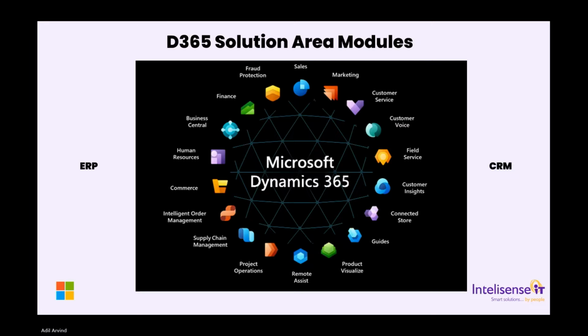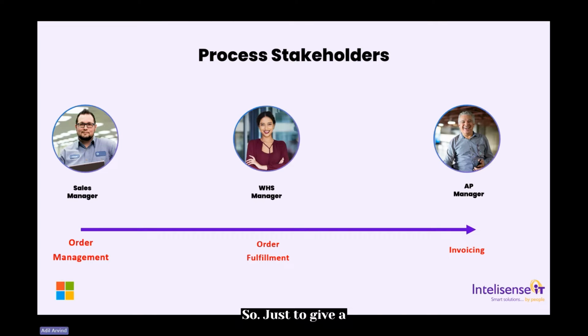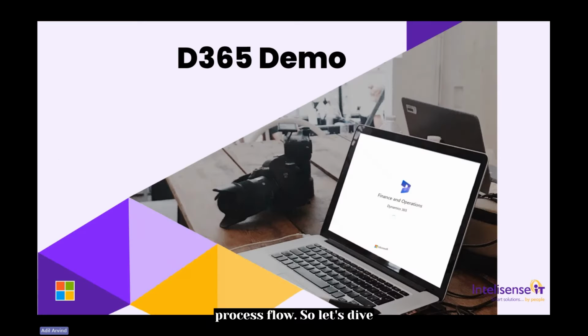and so on. Just to give a quick overview of the order to cash process flow, what we want to see in the demo today is the end-to-end order to cash process flow from these three personas. We'll see how a sales manager logs into the system and creates a sales order. Then we'll navigate to the warehouse manager, where we'll see how the order is being fulfilled and shipped to the customer. And then we'll see how a finance executive logs into the system, creates an invoice, and settles the order to cash process flow. So let's dive into the system.